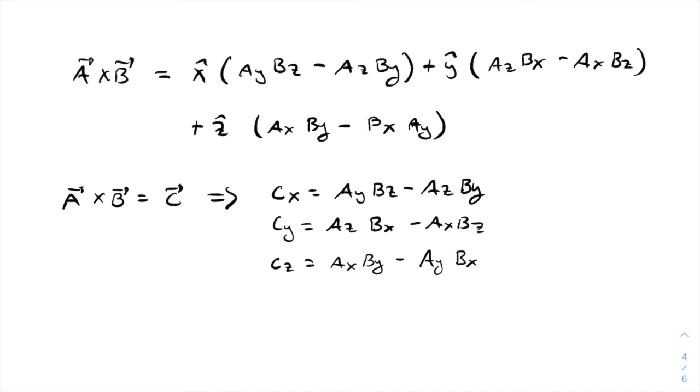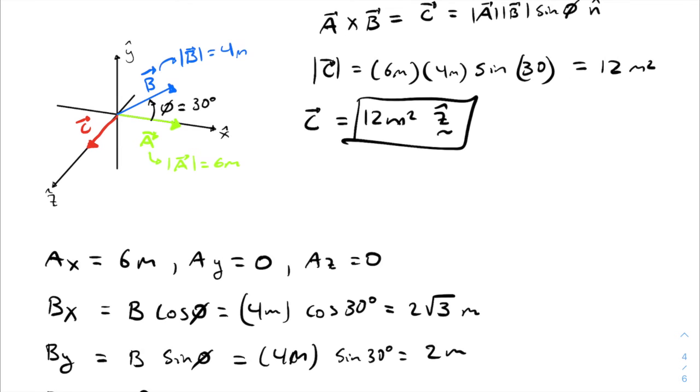So for example, the component of vector C in the X coordinate is given from above by AY times BZ minus AZ times BY. The Y component will be AZ times BX minus AX times BZ, and the Z component will be AX times BY minus AY times BX.